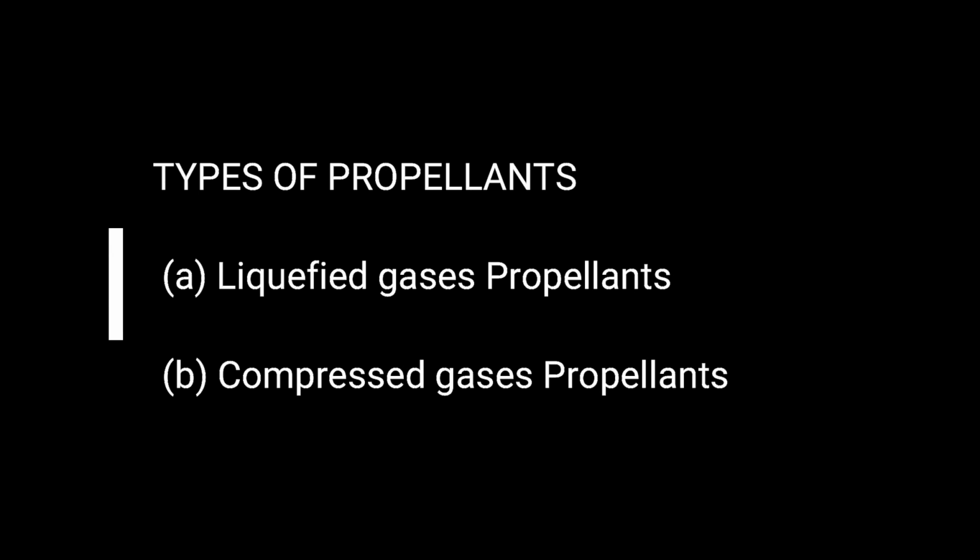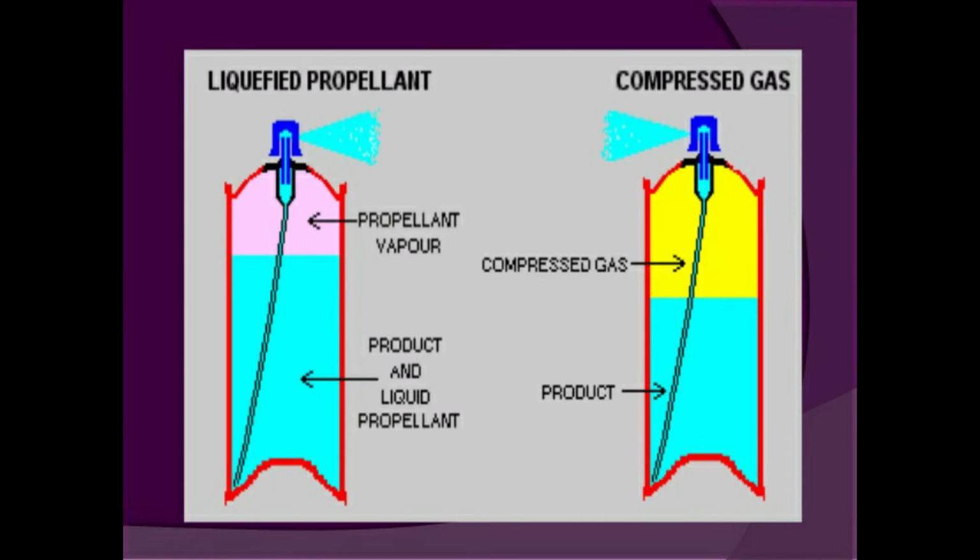We have two different types of propellants. First one is liquefied gaseous propellant and second one is compressed gaseous propellant. First, liquefied gas propellants. These liquefied propellants are gases that exist as liquids under pressure.